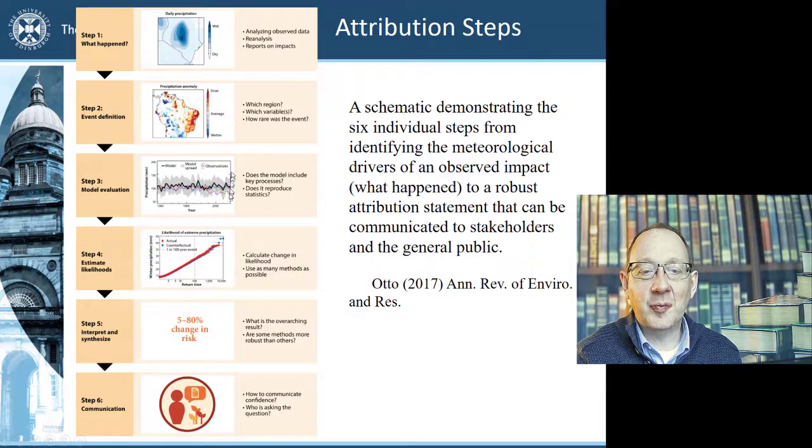Here's the model spread. So we can ask, does the model include key processes? Does it reproduce the statistics? We might have an expectation that the model we're going to use in this study does a pretty good job in many of these things. It's high resolution, but it does have its flaws. So I think it's well worth thinking about model evaluation, and I'll say a little bit more about that in the example I present. Step 4 might be to estimate the likelihoods.